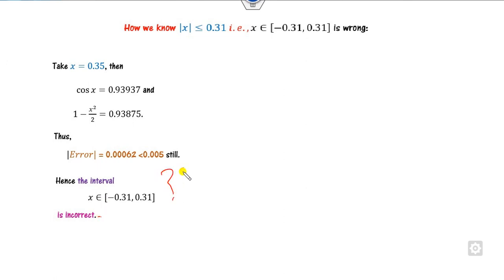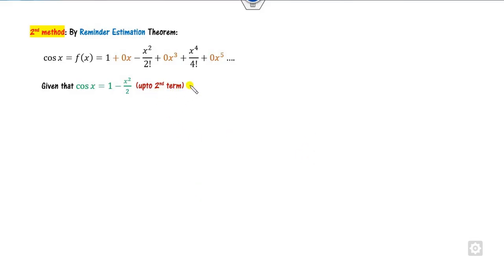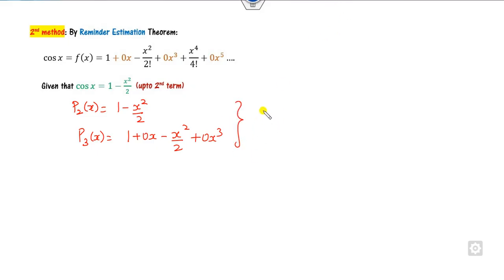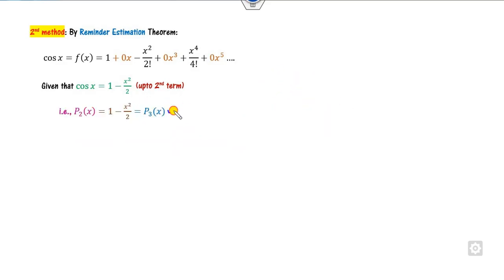Now the question arises: how do we know that this is incorrect? For that, look at this. What is my P2? If you consider P2 as here, what is my P3? For P3 you have to consider up to the third degree. Is there any difference between them? No, because P2 of x and P3 of x, which are Taylor polynomials, are the same.